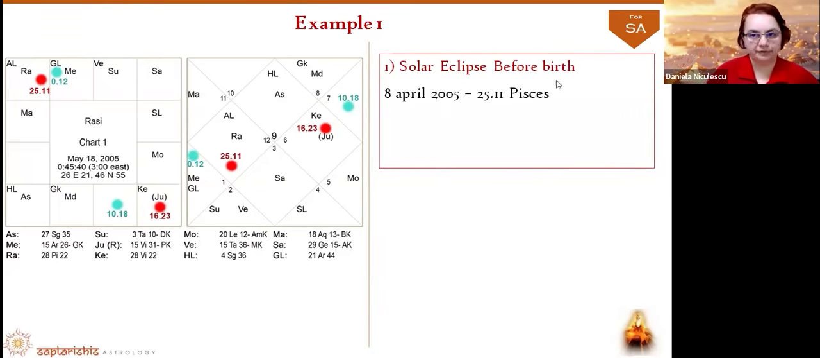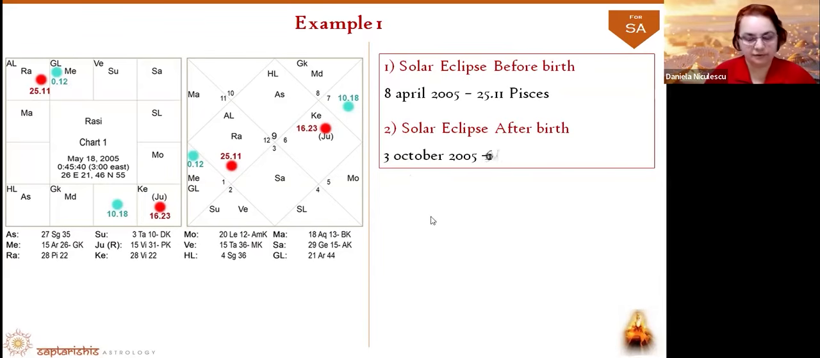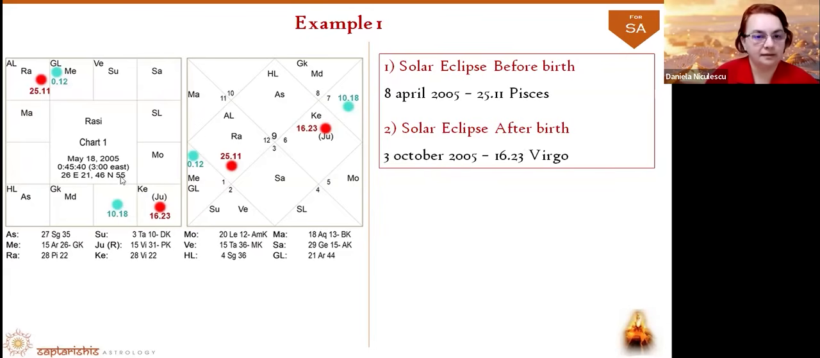Solar eclipse before birth was on 8 April 2005, and it occurred at 25°11' Pisces. And I noted over here in the chart which house it falls in, which planets are over there. Okay, that's another issue. And the solar eclipse after birth occurred on October 3rd, 2005. So native was born on May 18th, 2005. So the solar eclipse prior was in April and after was in October. And you know those 2 degrees over here, Sun at 25 Pisces and 16 Virgo. Okay, so these are the solar eclipses.